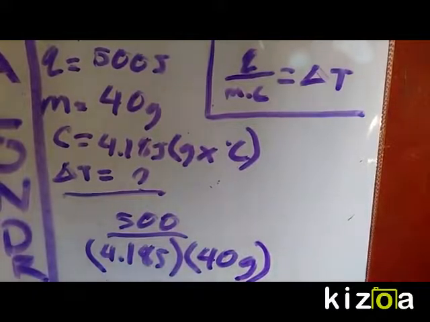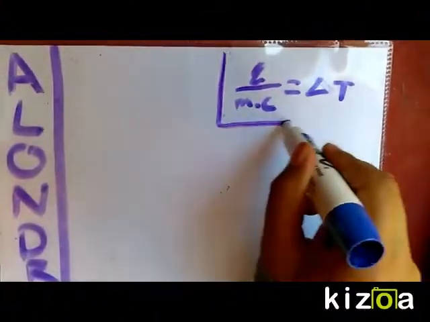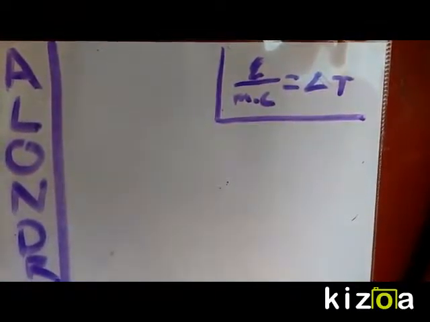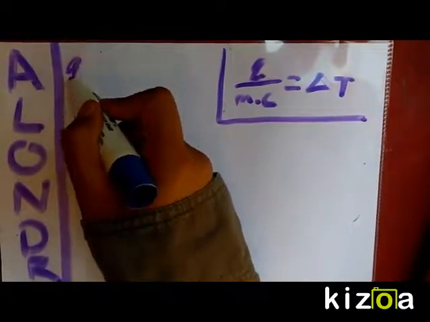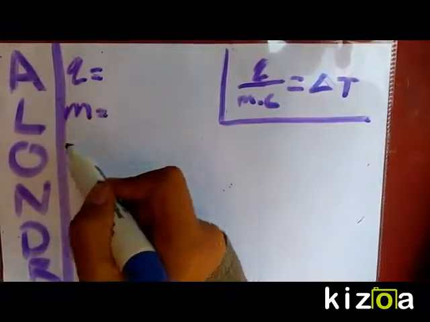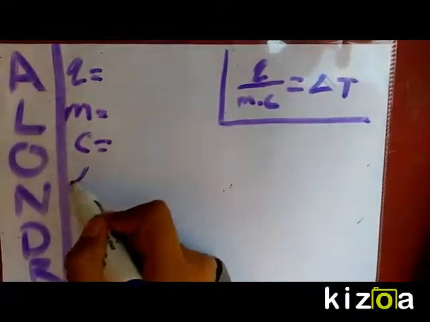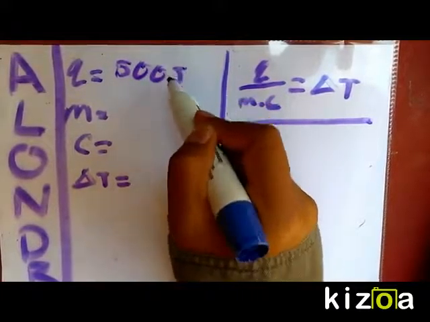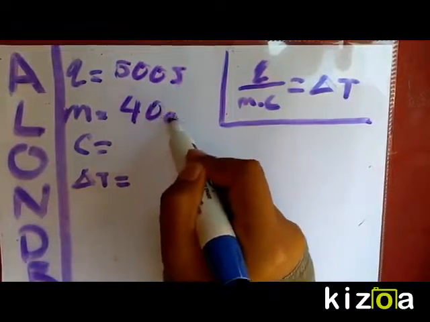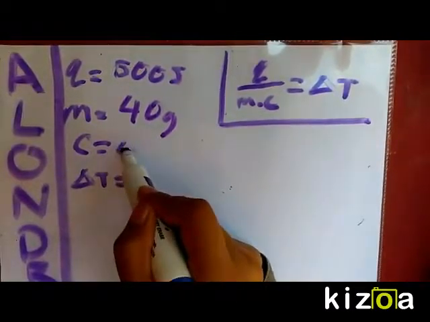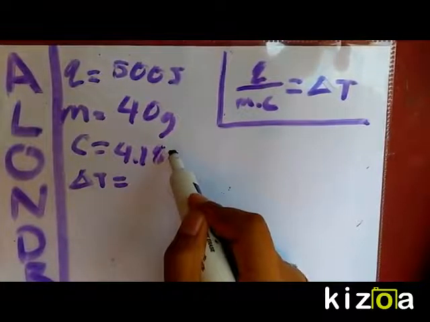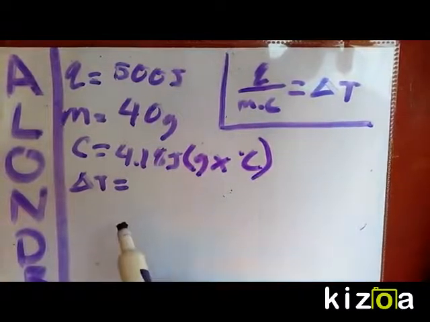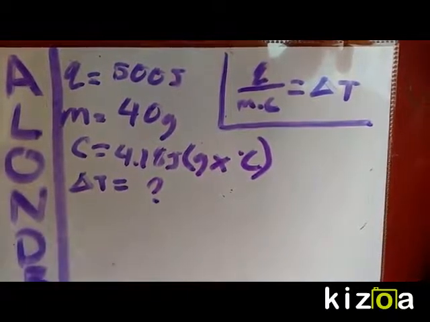So once we have this, then we just have to solve. We have this equation to solve for triangle T, and we need the variables, which we get from the problem. We get Q, mass, C, and triangle T. Q is 500 joules, mass is 40 grams, and C is 4.18 joules per gram times Celsius. And we're trying to find this.